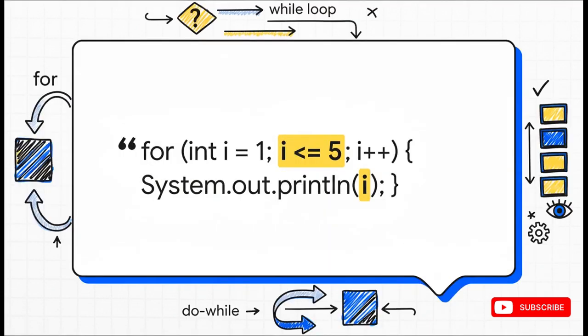Just take a look at this classic example. What we're really telling Java is this. Hey, start a counter, we'll call it i, at the number 1. Then, as long as i is 5 or less, run the code inside these curly braces. And oh yeah, after every single time you run it, just add 1 to i. And what's the result? Boom, it prints the numbers 1 through 5. So simple, but so powerful.